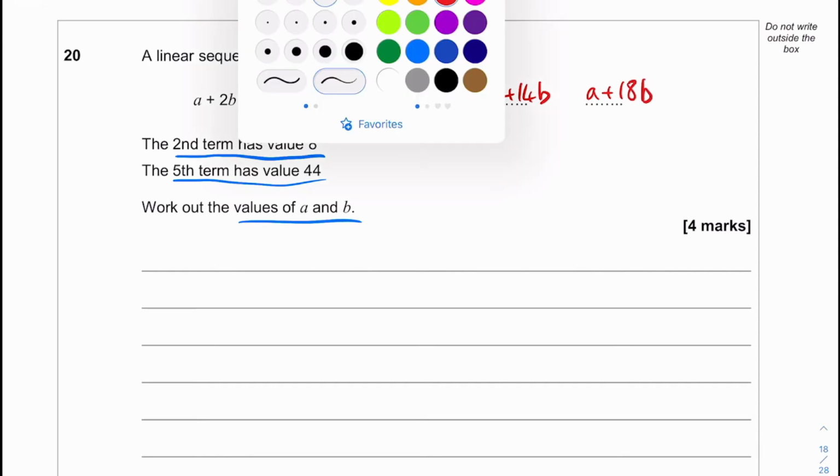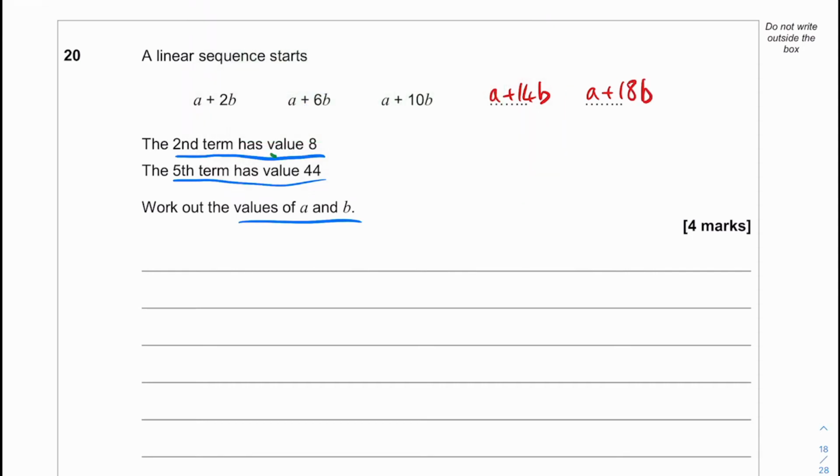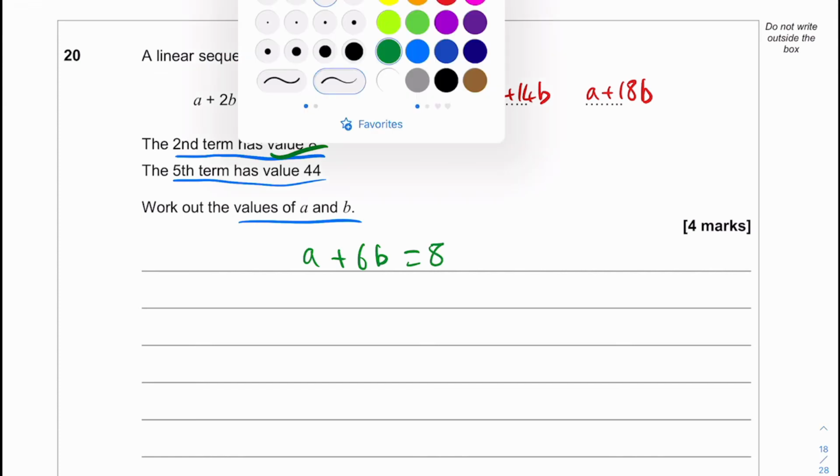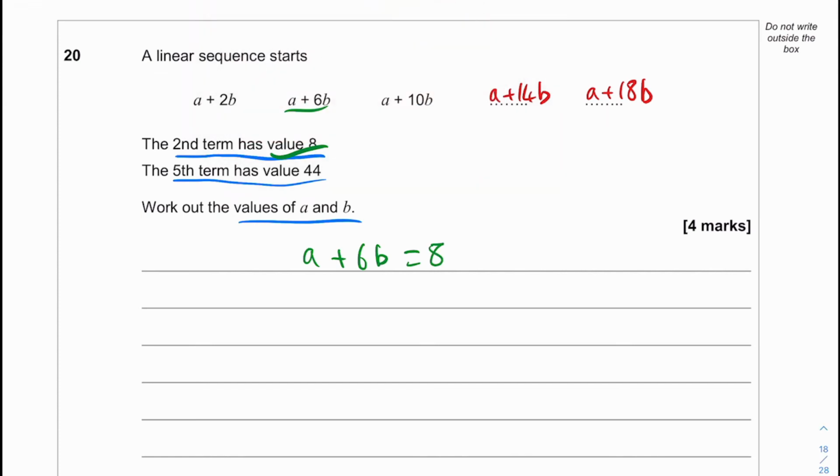So we are told that the second term has a value of 8, so we can therefore equate our second term, a plus 6b, is equal to 8, and we are also told that our fifth term has a value of 44, so our fifth term, which is a plus 18b, is equal to 44.